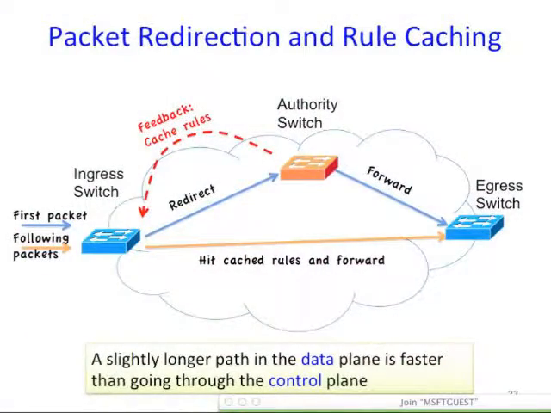So we can see the key difference between DFIN and the previous reactive approach is that now the packets traverse a slightly longer path in the data plane instead of being sent through the slow control plane. So, by default, if you have no policy for the first packet, it automatically redirects to the authority switch? Yes, if there are no cached rules to handle the first packet, then the ingress switch will redirect the packet to the authority switch.